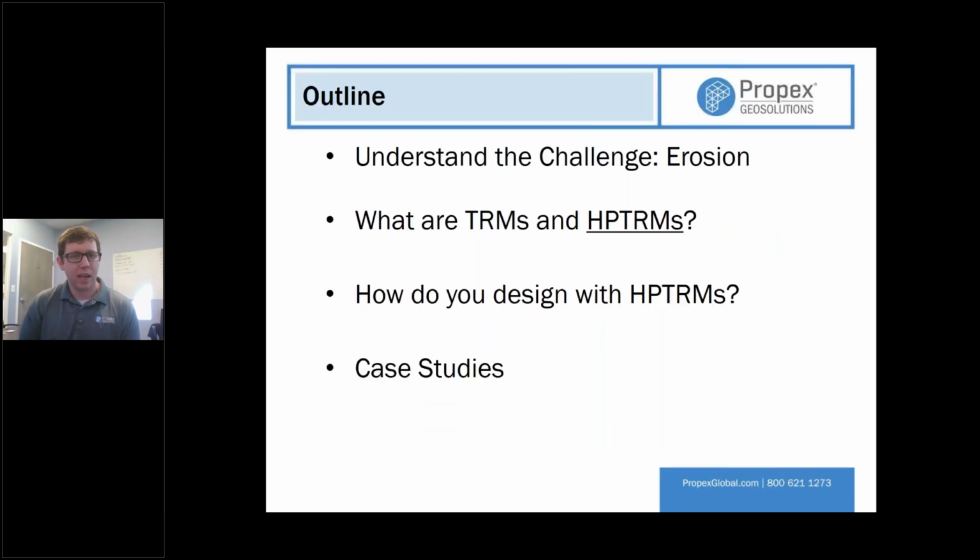So firstly, you want to look at this from understanding the challenge. Now, we're talking about erosion control applications specifically. We'll look at TRMs and HP-TRMs. For us to know what an HP-TRM is, we got to start with a TRM. We'll look at sort of how we design and how we look at the use of an HP-TRM, and we'll look at two case studies to sort of sum it up together.